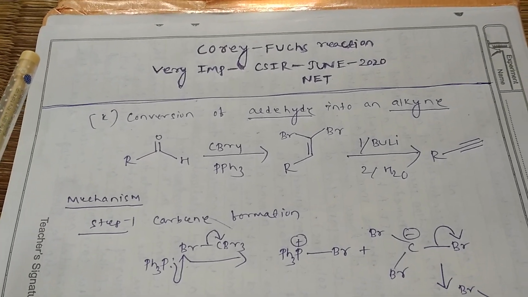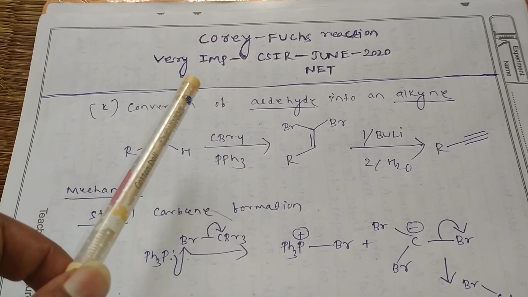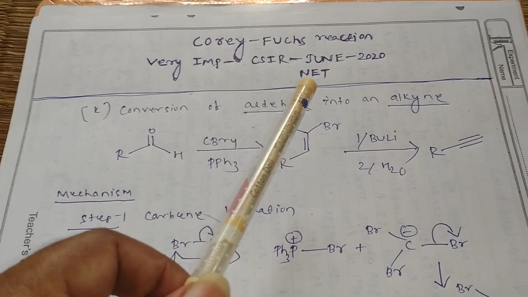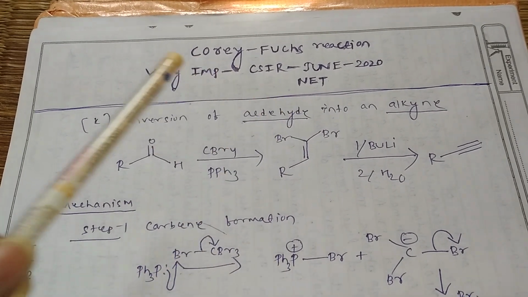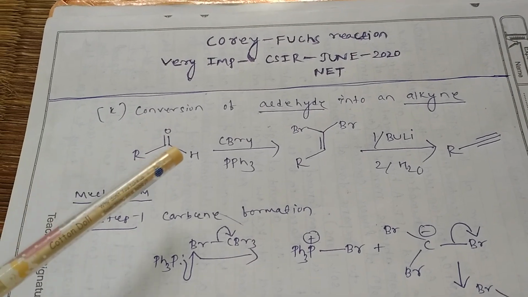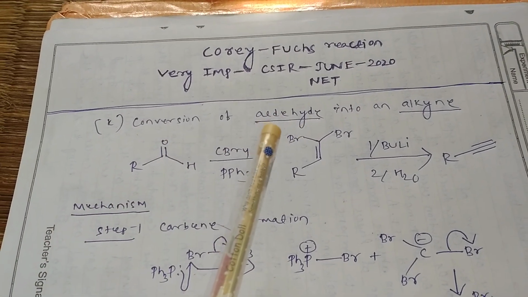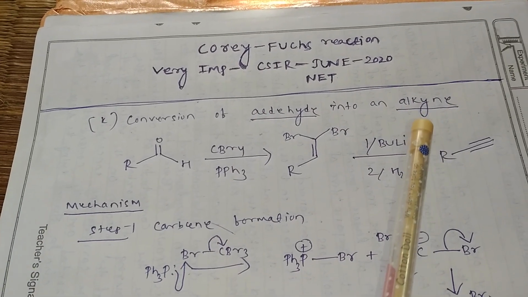So, very good morning. Today I will discuss the Corey-Fuchs reaction. This reaction is very important for the upcoming CSIR June 2020 NET exam. So, what is the Corey-Fuchs reaction? It is a very interesting reaction. This reaction converts an aldehyde into an alkyne.